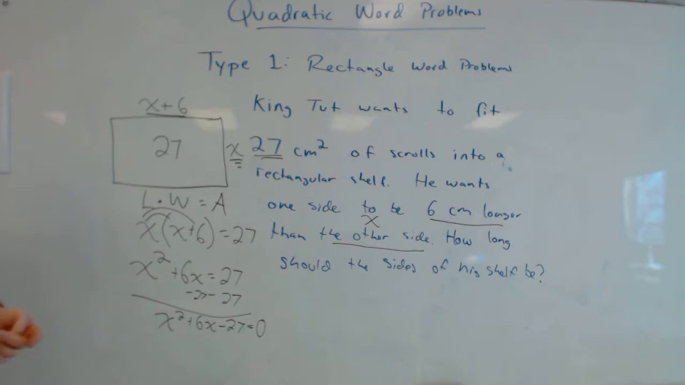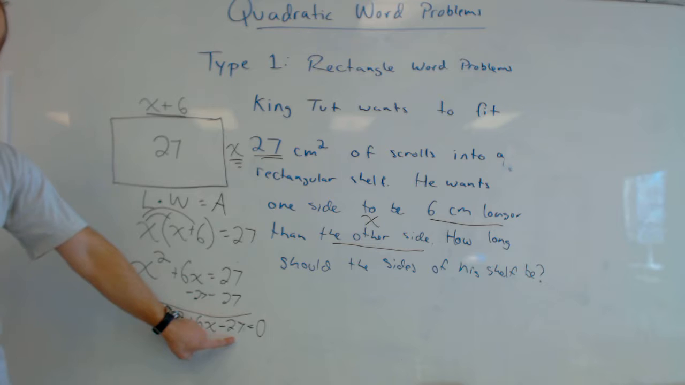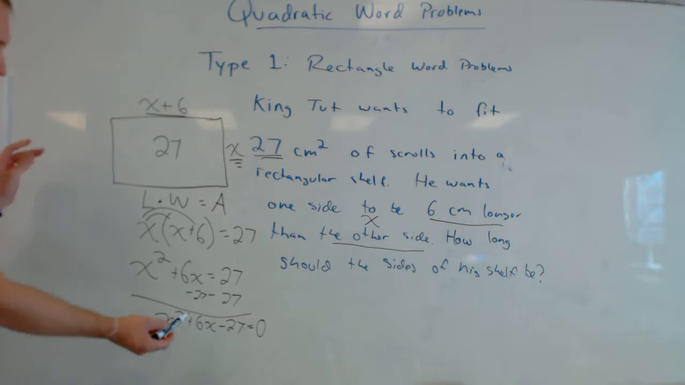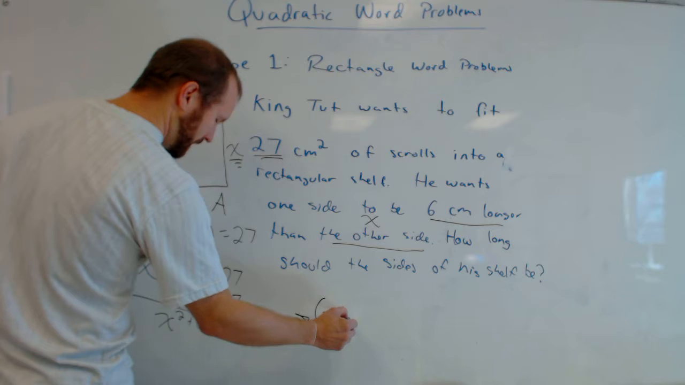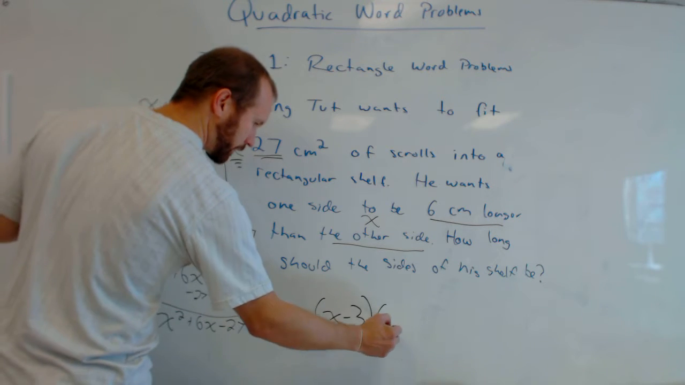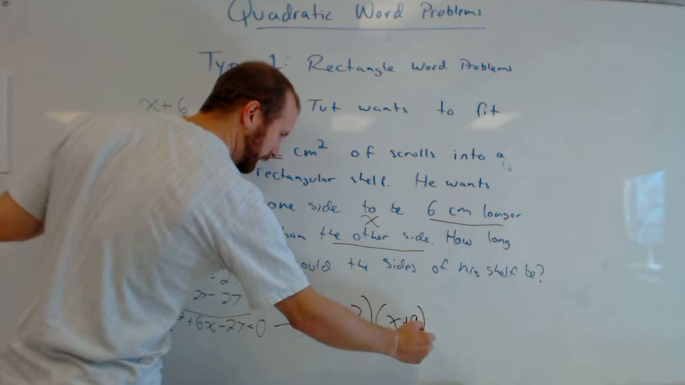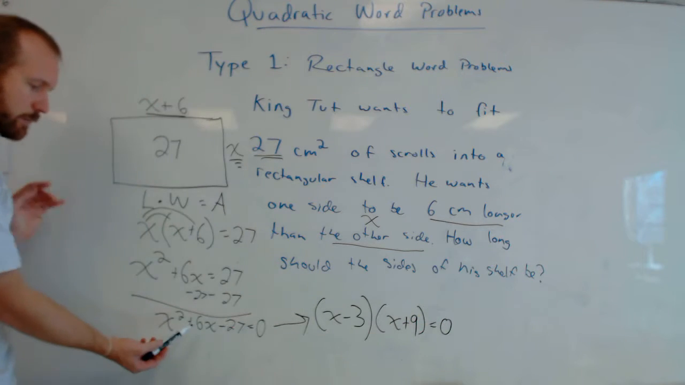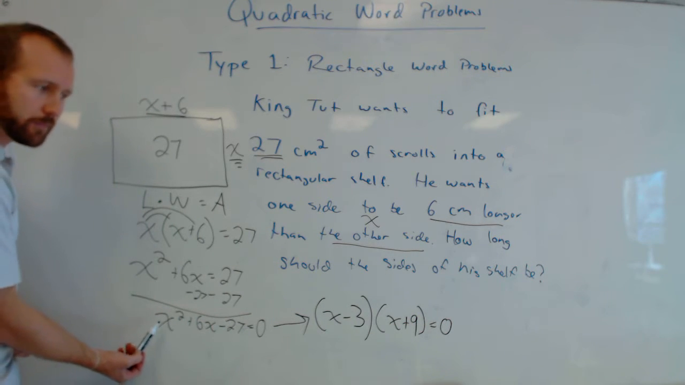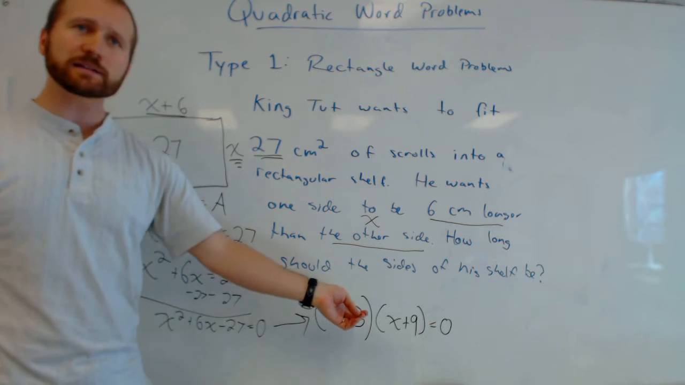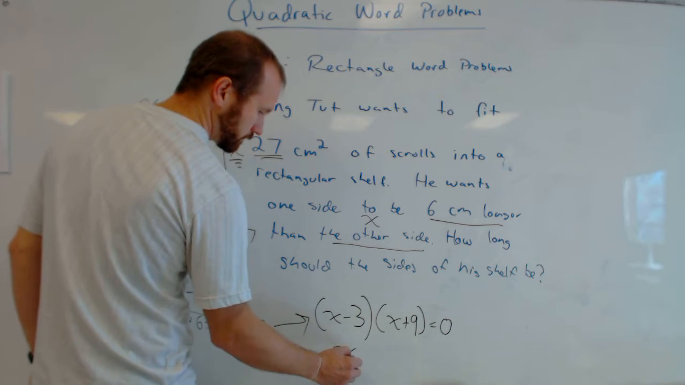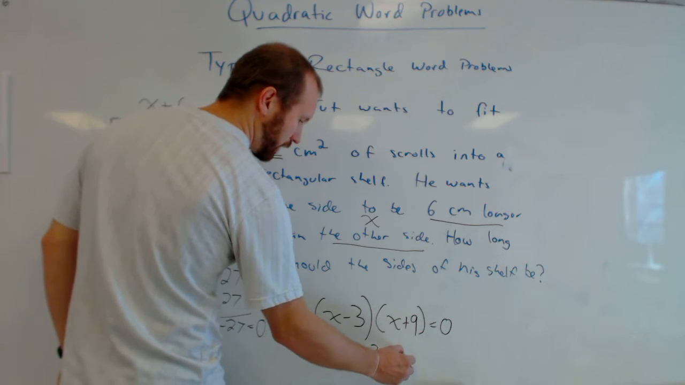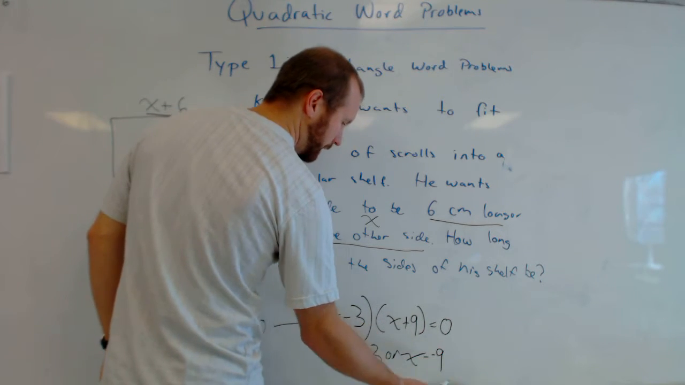So now I have to think of factors of 27. 3 and 9. 3 and negative 9 add up to negative 6, so negative 3 and 9 add up to 6. So I have x minus 3 times x plus 9 equals 0. I simply factor this into this, and now I can solve it. x equals 3 or x equals negative 9.